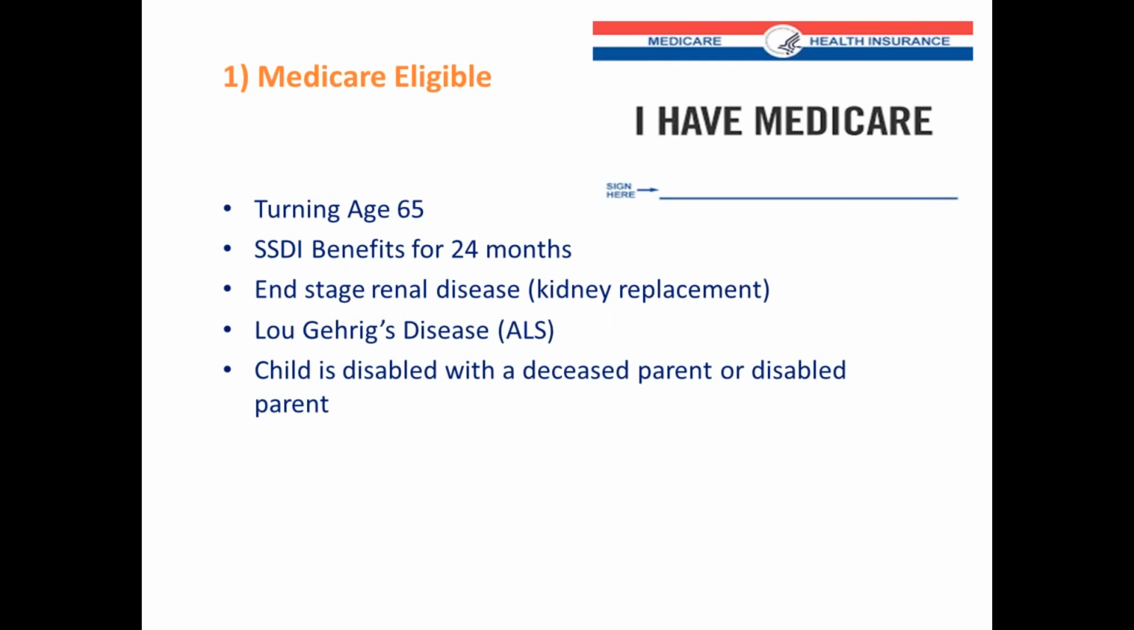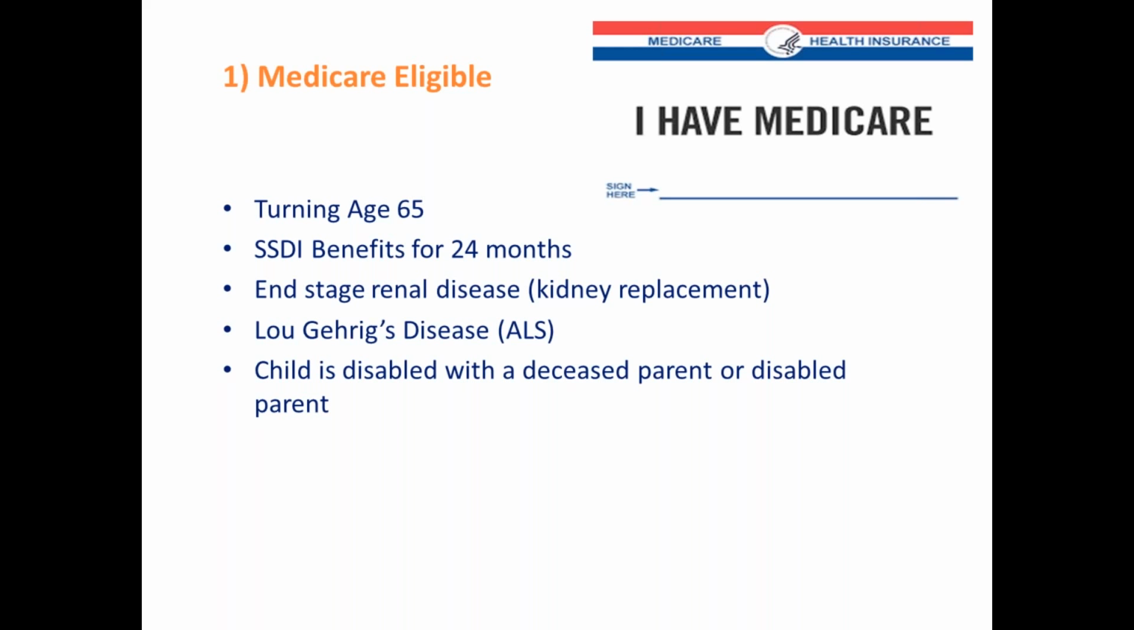Now, as an attorney, how do you know when your clients are actually going to be eligible for Medicare? Here are the reasons. If you have a client that's age 65, they can be eligible for Medicare. If you have a client that's receiving Social Security disability benefits for a period of 24 months, they also become Medicare eligible. End-stage renal disease, we've had a lot of these cases recently where one of our plaintiffs' clients has had end-stage renal disease that automatically qualifies them for Medicare. Lou Gehrig's disease, or a child is disabled with a deceased parent or disabled parent.